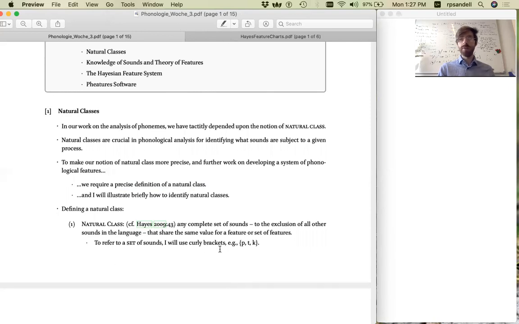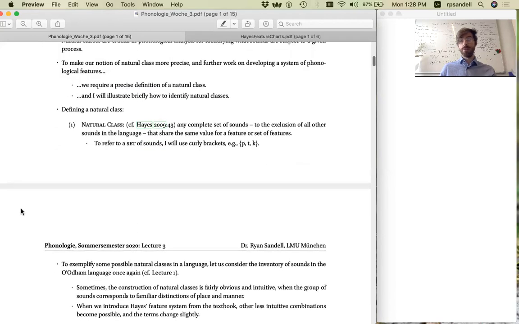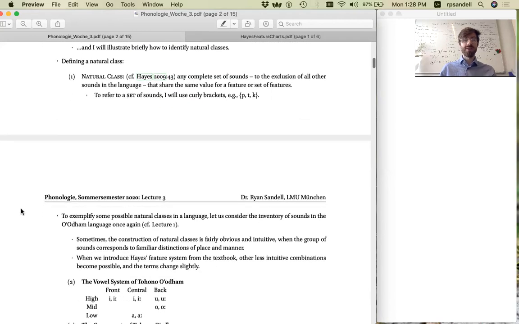And when we talk about a set of sounds here, I'm going to be borrowing this traditional set notation from mathematics that uses curly brackets to indicate what members belong to a set. So for instance, if we have a language that has voiceless stops at 3 places of articulation, labials, coronals, and velars, we could talk about a set of voiceless stops in this language as the sounds p, t, k, for instance. And that could potentially be a natural class in a number of languages.